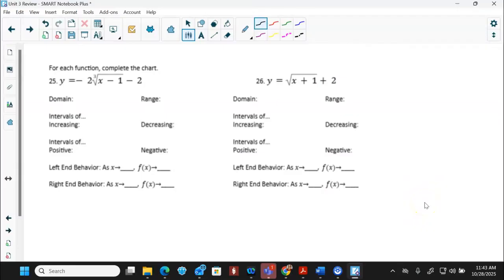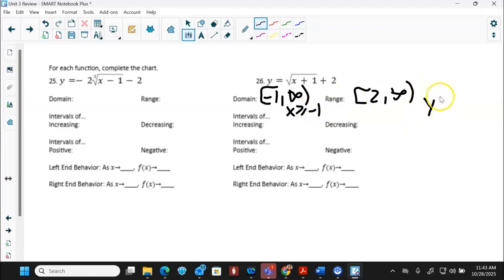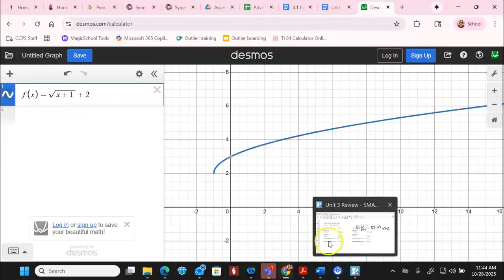So here we are going to say -1 to infinity, close parentheses, 2 to positive infinity as well, or all the x's that are greater or equal to -1, and all the y's that are greater or equal to 2, okay? Now increase, decrease, this function only will have 1.